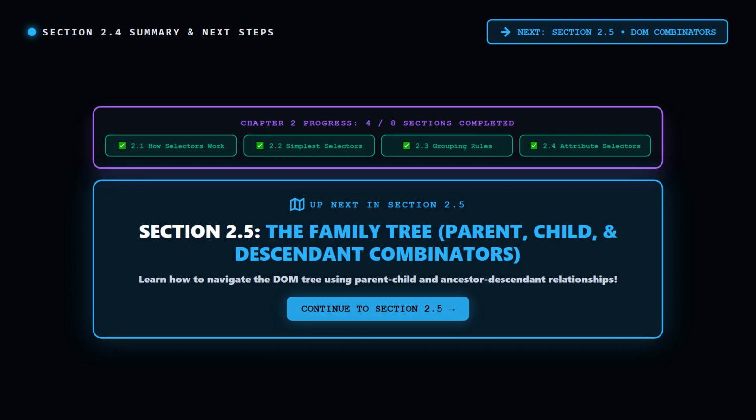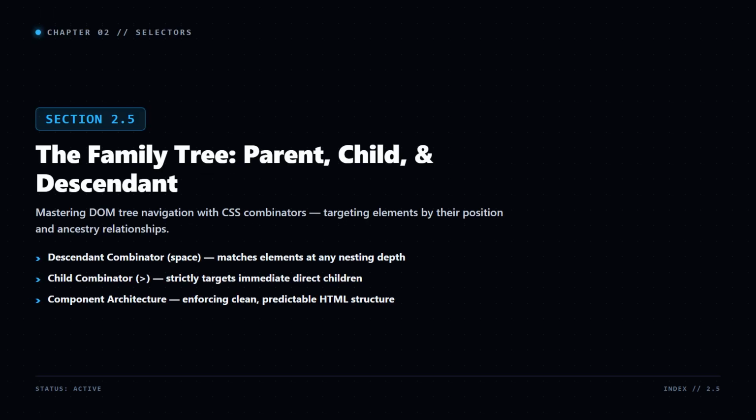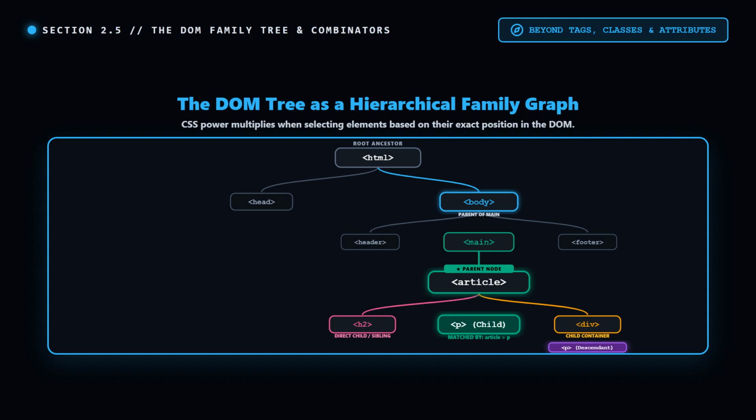In the next section, we'll explore combinators, the symbols that let you navigate the DOM tree itself using parent-child and ancestor-descendant relationships. Section 2.5, the family tree: parent, child, and descendant. We've selected elements by their tag, class, and attributes.